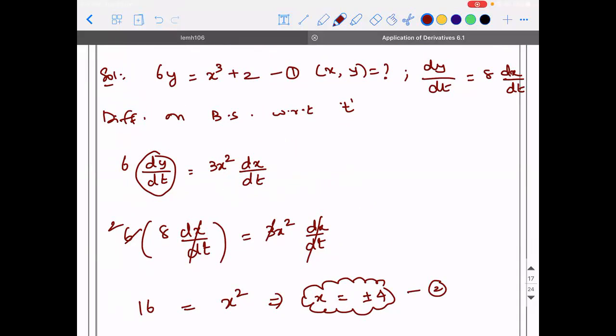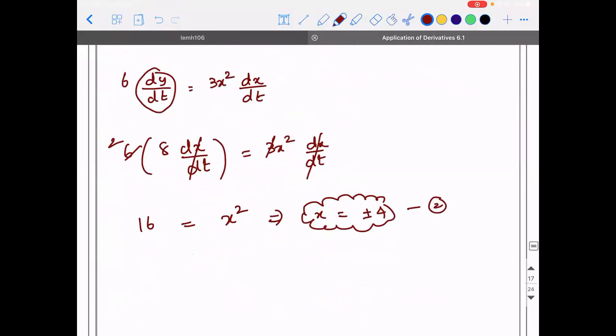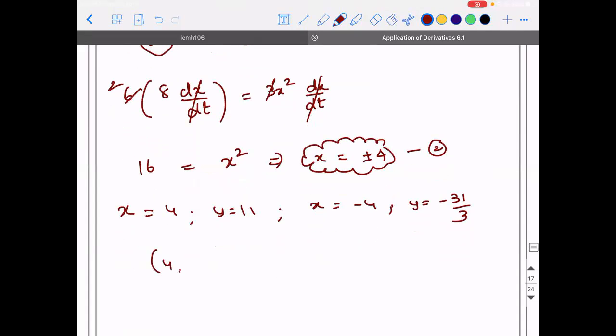Sir, when you put x is 4, y is 11. When you put minus 4, you will get minus 31 by 3. Yes, sir. So x is equal to 4, y will be 11. When you put x is equal to minus 4, y will be minus 31 by 3, because minus 64 plus 2 is minus 62 by 6. So the points are 4, 11 and minus 4, minus 31 by 3. That is the answer.